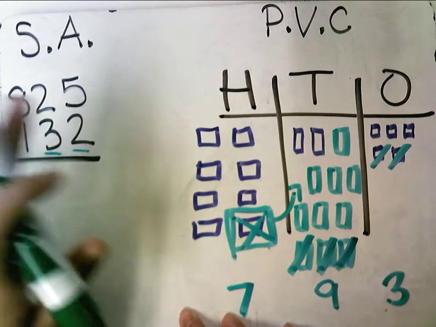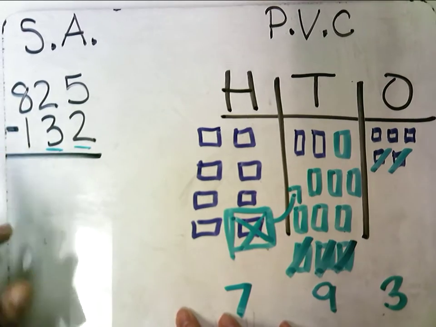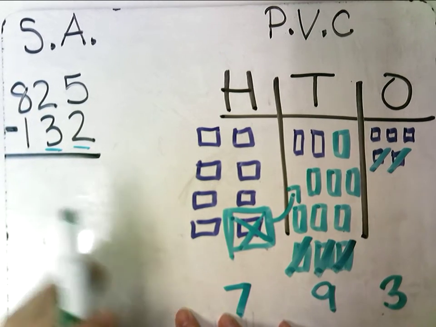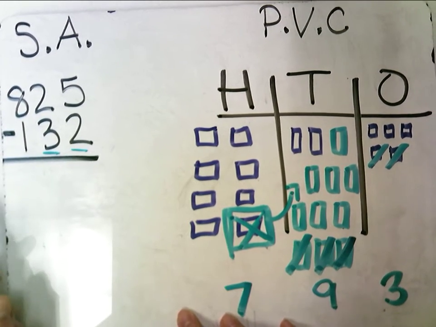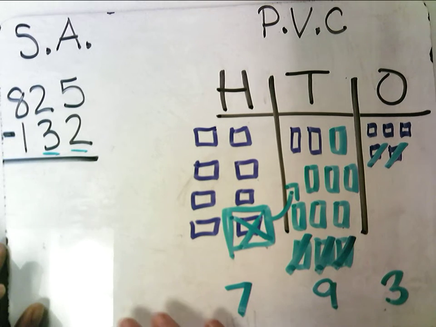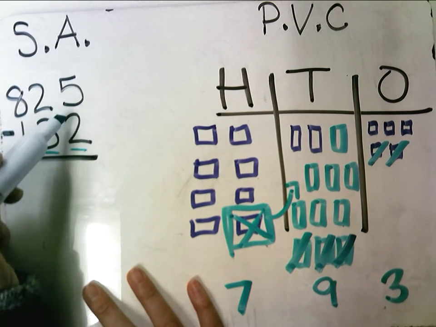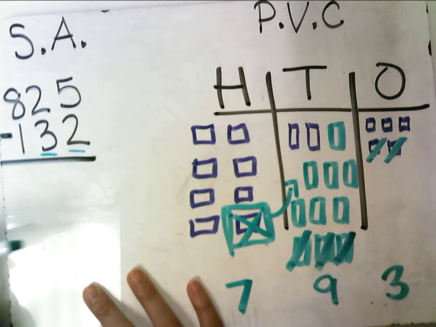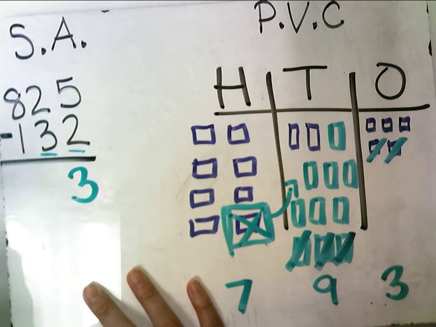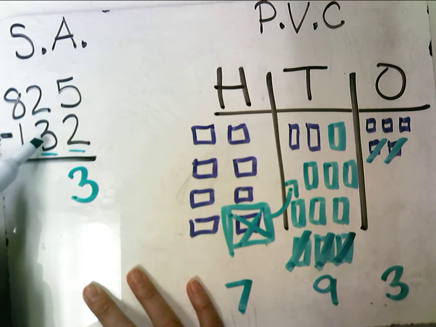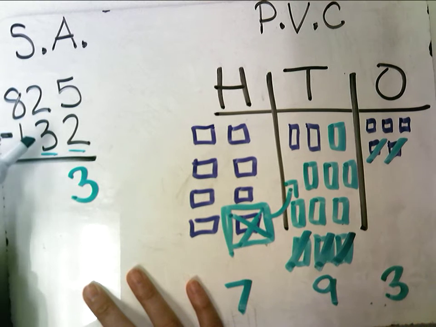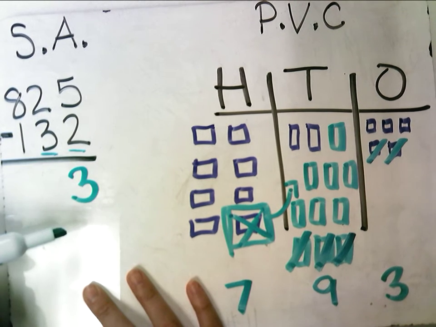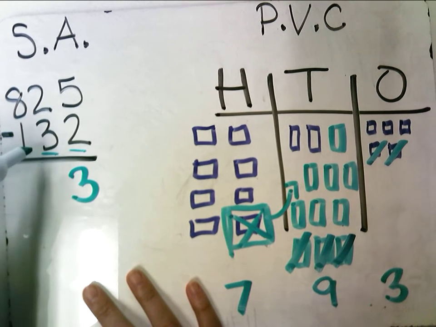To show this in our standard algorithm equation, just like we unbundled over here, we're going to unbundle over here. So 5 ones minus 2 ones. We were able to do that easily. We can write 3 ones. 3 tens minus 2 tens, we can't do that. We can't subtract 3 from 2. So we had to unbundle.